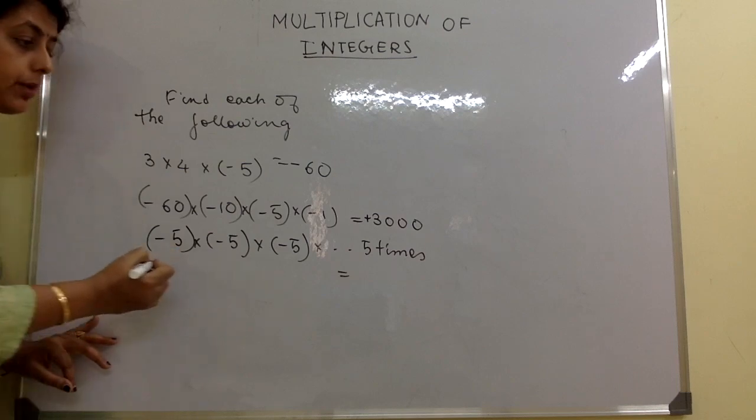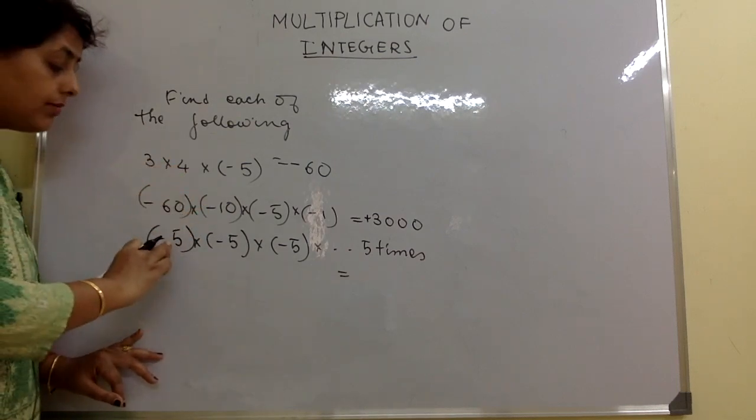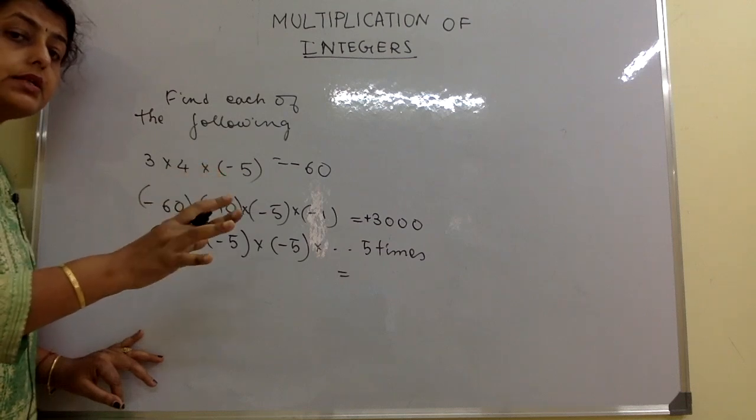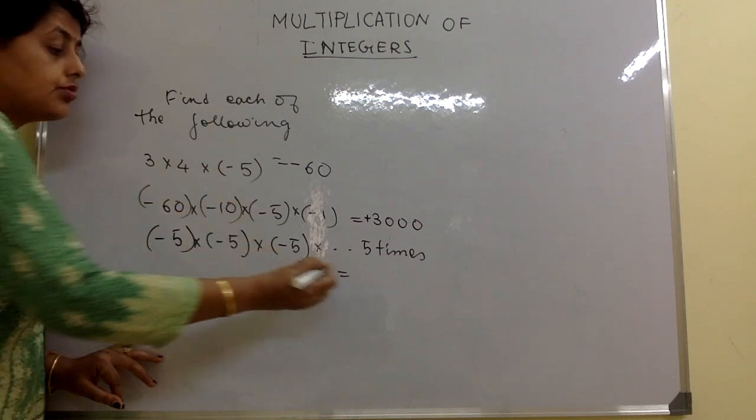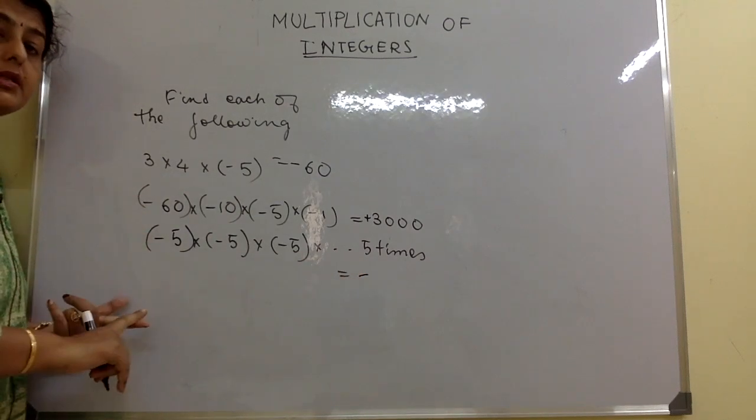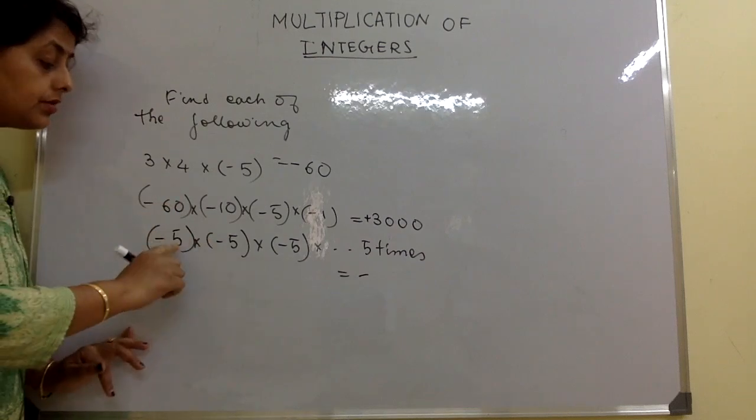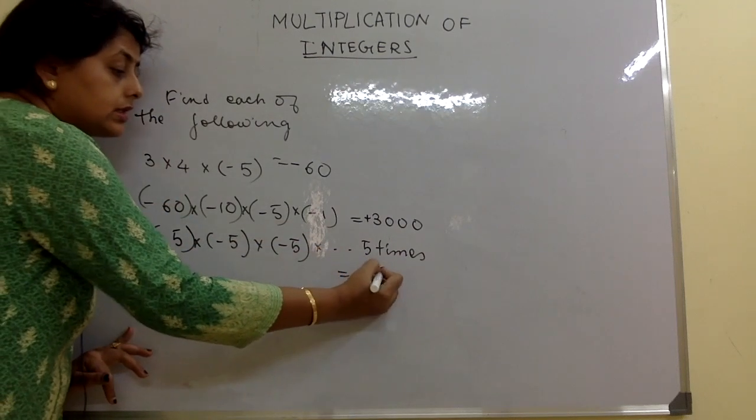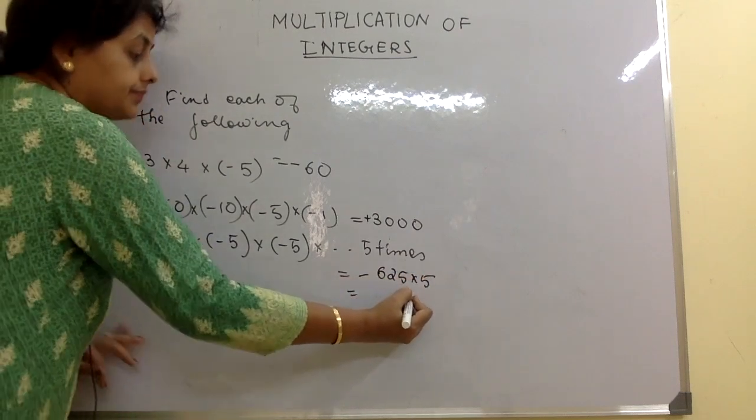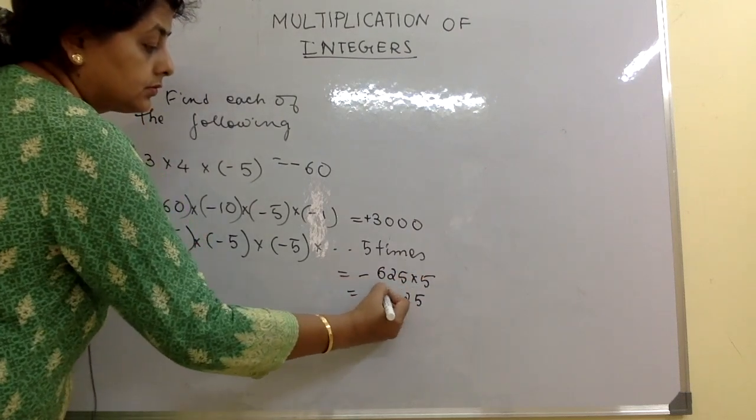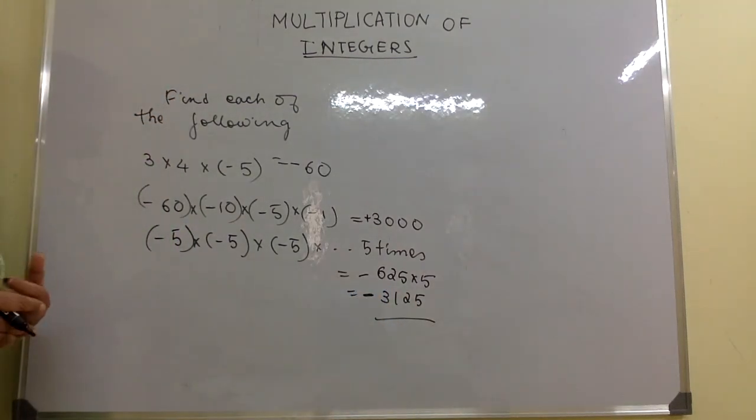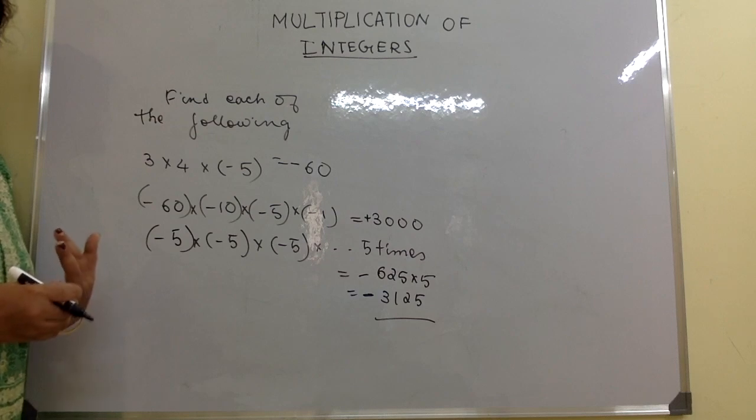But let me decide on the sign first. The minus sign is going to come 5 times, that means it is going to be a minus, because an odd number of times the minus sign gives a minus. Now here 25 into 25, 625 into 5, that comes to 3125. Minus 3125. So that is the answer.